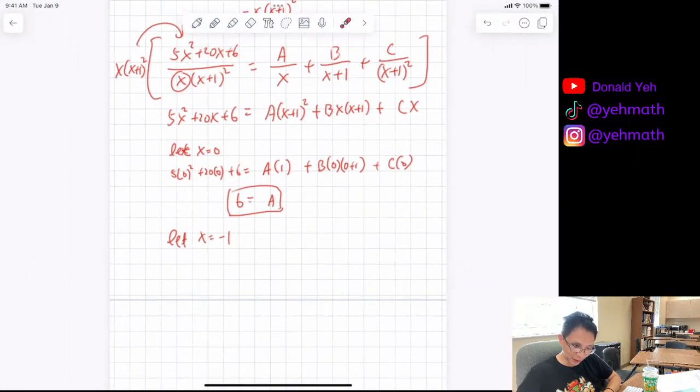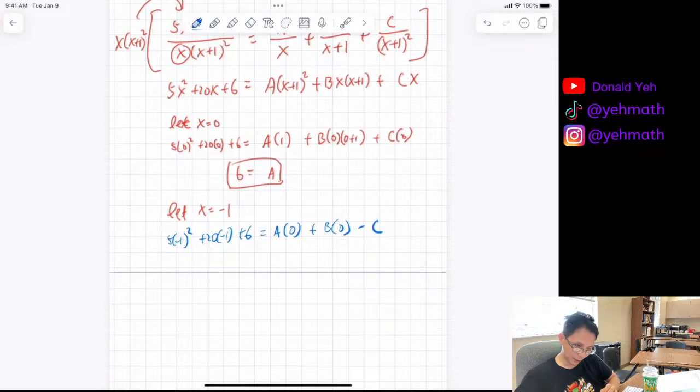Okay, x equal to -1. So you should get 5 times -1 squared plus 20 times -1 plus 6. I have no idea what that is. But if it's -1 here, a is going to be 0, right? Plus b is also 0, right? And c is going to be what? -c. What happened on the left-hand side? I don't know. -9?